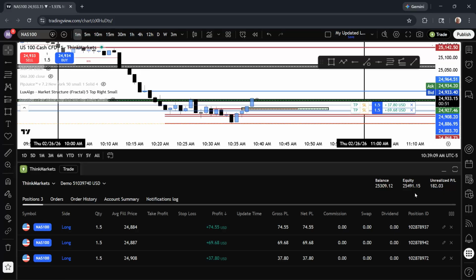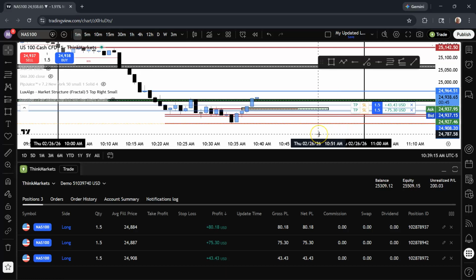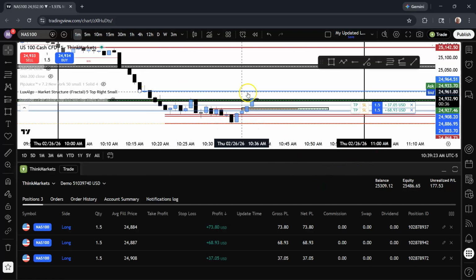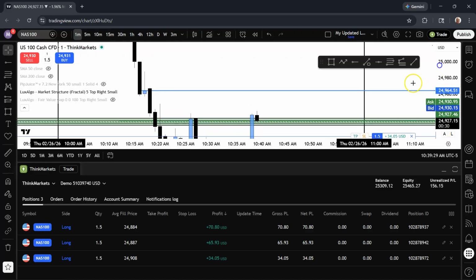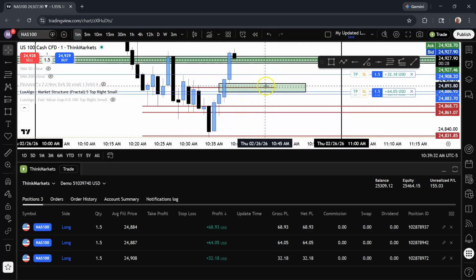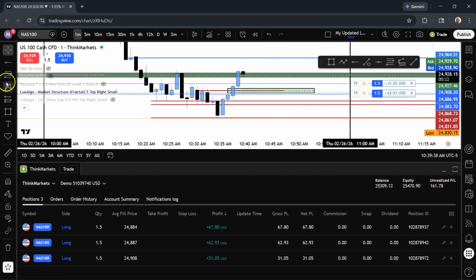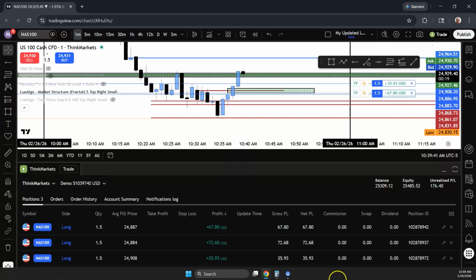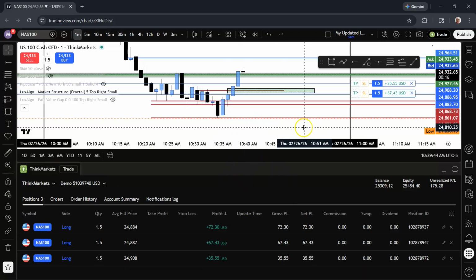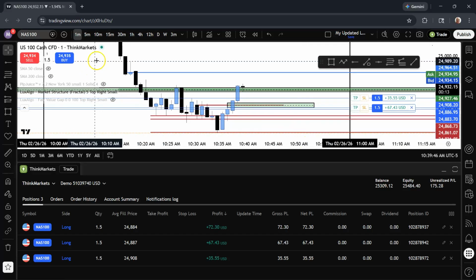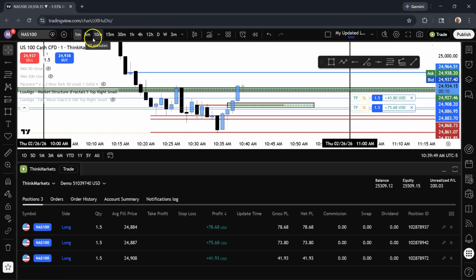So what was I before? $523. So I am nice. It's working out. Okay, because I put this blue line here. There's another area of interest. See, it's coming back to touch that fair value gap, which I anticipate it to do. Bounce off this fair value gap and then go higher. So just a matter of time now. And what time is it? 10:39. Plenty of time for it to go right back up to those higher highs.